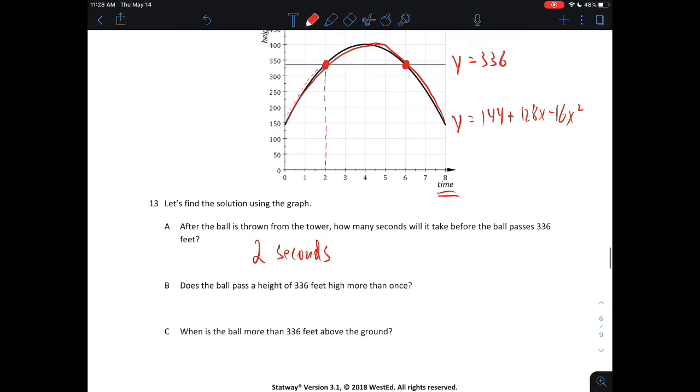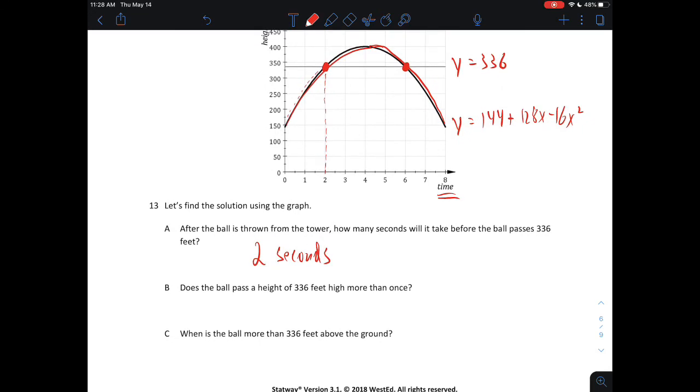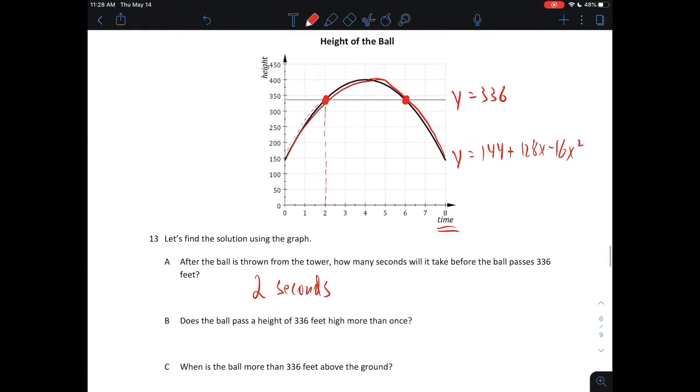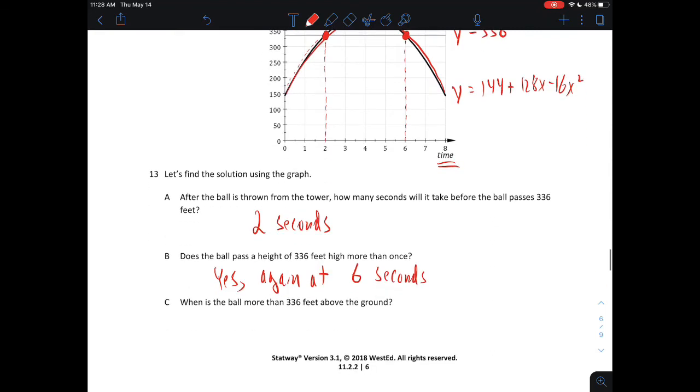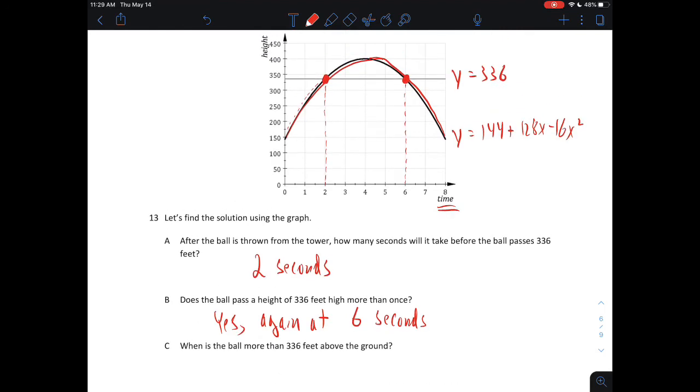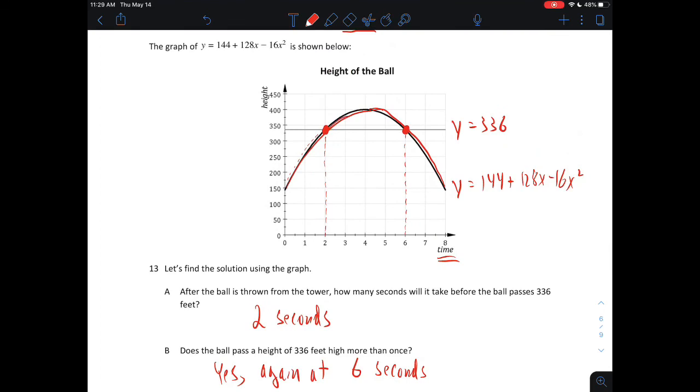Part B, does the ball pass a height of 336 feet more than once? Yes, there's a second intersection point. And where is that? Follow that down to the horizontal axis. It's at 6. So yes, again, at 6 seconds. So then part C, when is the ball more than 336 feet above the ground? Well, that has to be between those two intersection points, right? Because the graph, you can see, is above the horizontal line that was drawn for any time between 2 and 6 seconds.